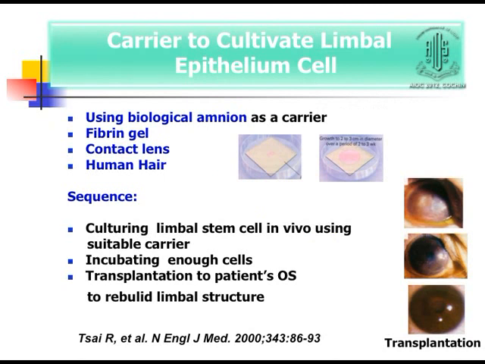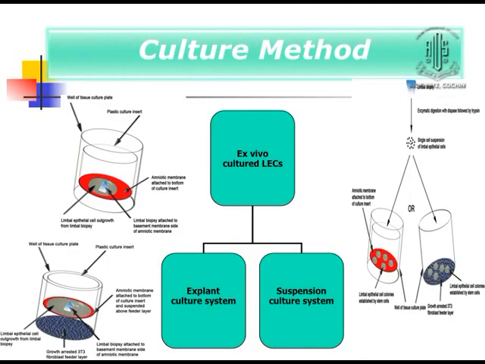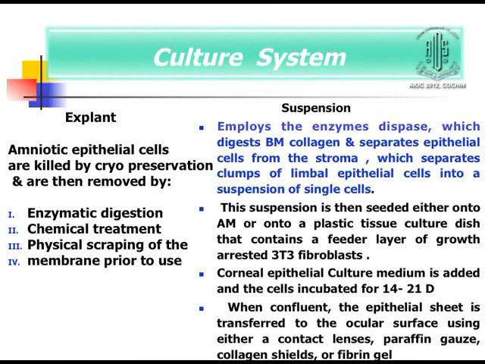Then what are the carriers? If we are planning for a cultured stem cell transplant, what are the carriers there? Conventionally, we routinely use the biological amnion as a carrier. Otherwise, one can also use fibrin gel, contact lens, and more recently, human hair has also been used as a carrier. There are 2 types of culture method. One is the explant culture system, the other one is the suspension culture system.